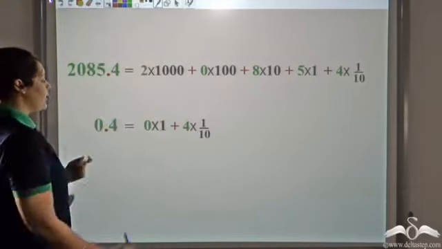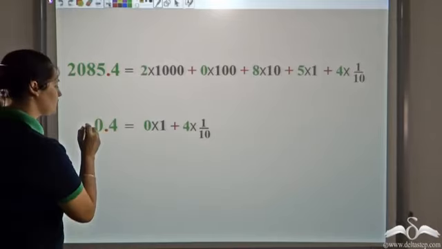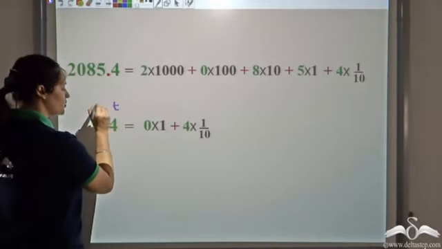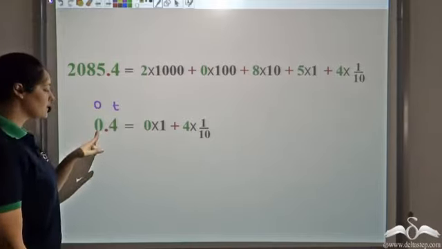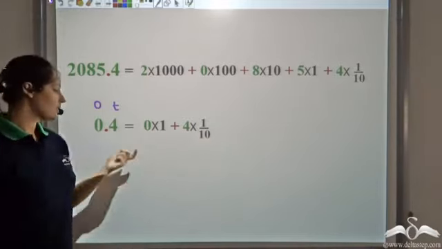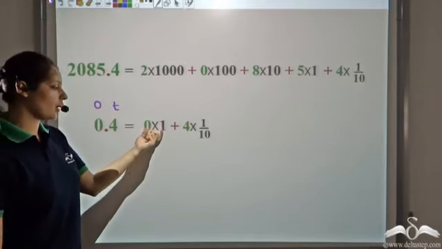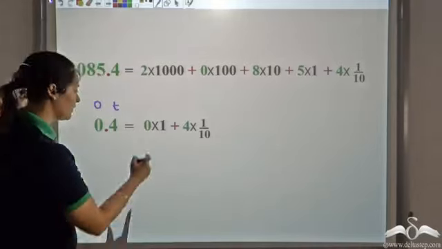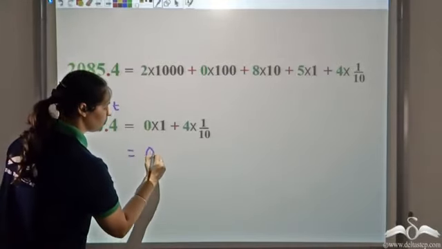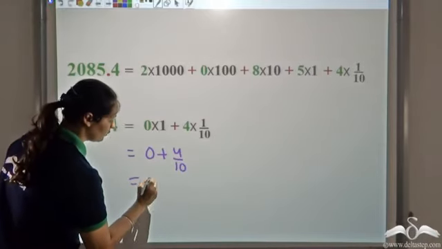Now how will you expand 0.4? In this case this is tenths, this is ones. So this would be 0 into 1 plus 4 into 1 by 10. The digit with its column multiplier. 0 times 1 plus 4 into 1 by 10. Now this is same as 0 plus 4 by 10, which is equal to 4 by 10.